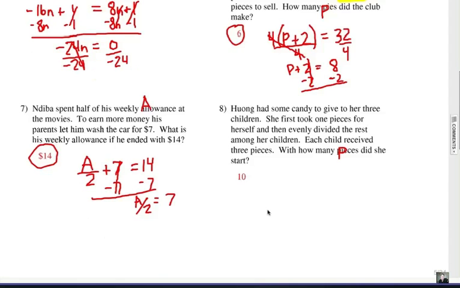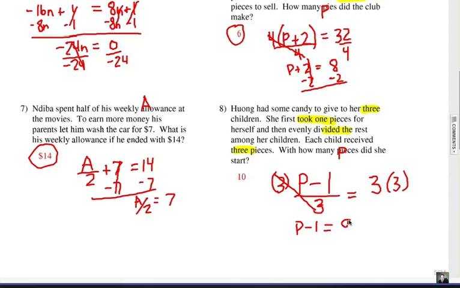Number 8. Hong had some candy to give to her 3 children. She first took 1 piece for herself and evenly divided the rest among her children. Each child received 3 pieces. With how many pieces did she start? All right, we're going to say that P stands for the number of pieces that she started with. Okay. She took one of the pieces for herself, but then she evenly divided the rest among her children, and she had 3 children. That resulted in each child getting 3 pieces. So let's start with that. Now, anytime you have one side of an equation divided by a number, let's multiply each side by that number, which will cancel out that division there. And so P minus 1 equals 9, and of course adding the 1 to get rid of that free number would give us the answer of 10.